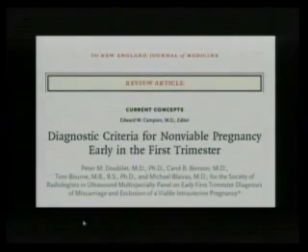This is a good article, Diagnostic Criteria for Non-Viable Pregnancy Early in the First Trimester. Just if you want to have something on your iPad or whatever, this is a pretty good article to have. It's a review article from the New England Journal of Medicine.